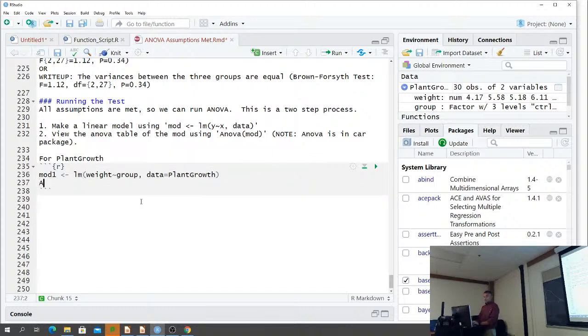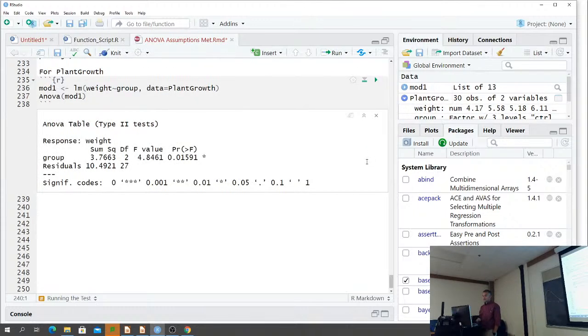And then what I'm going to do is look at the Anova table of that model. So I created our linear model, and then I looked at the Anova table, because it's the Anova table that provides all of the information that we need to make our conclusion. So when you run it, this is what we get.